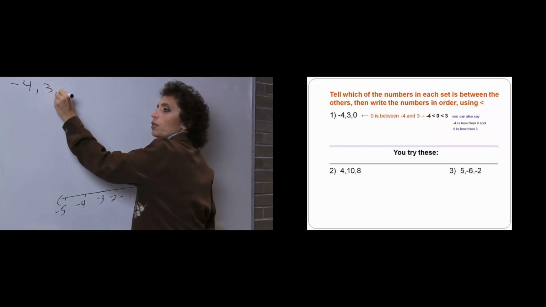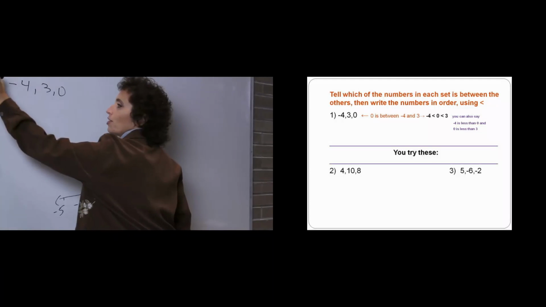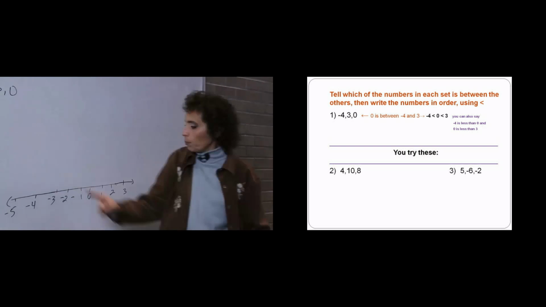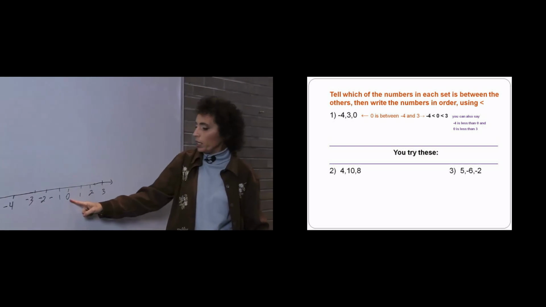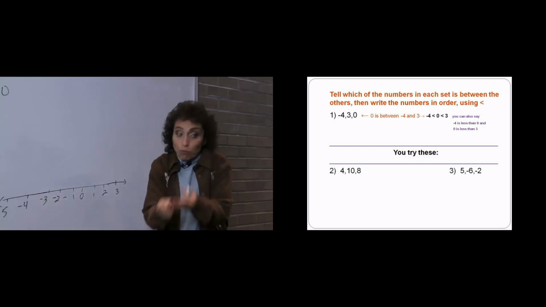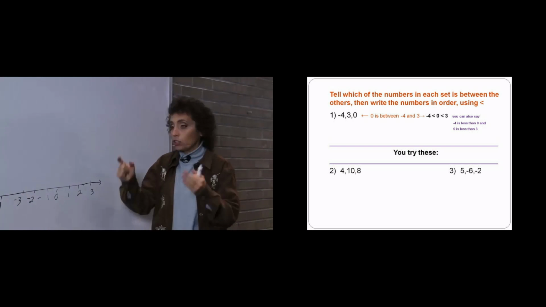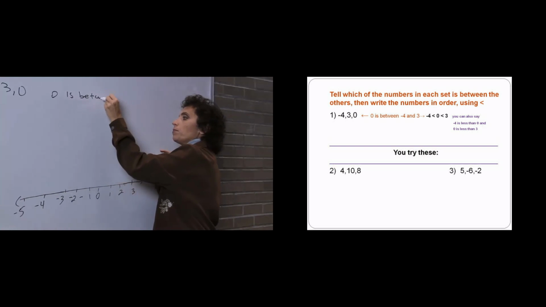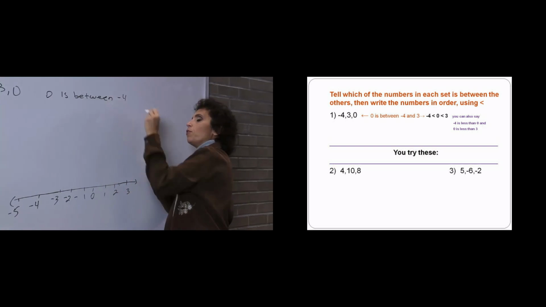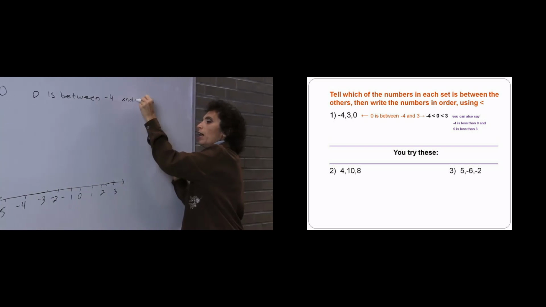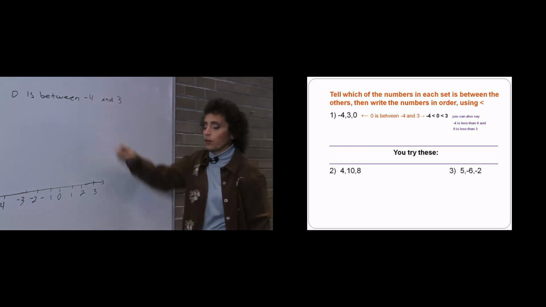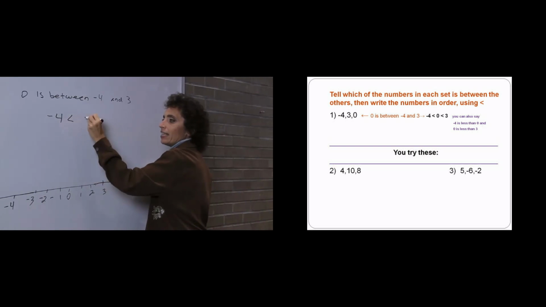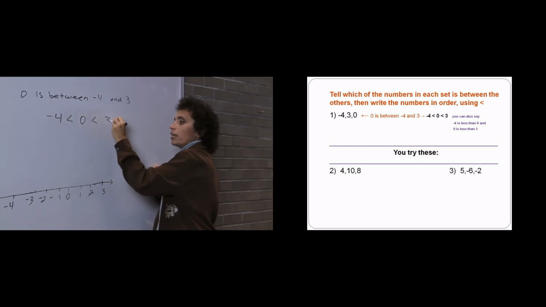Negative 4, 0, 3. Here's what I know. I know on a number line, 0 is between 3 and negative 4. Not exactly between, but it's between. So I can write 0 is between negative 4 and 3. And notice I'm putting the smaller number first. I can write this in symbols by doing this. Negative 4 is less than 0 is less than 3.